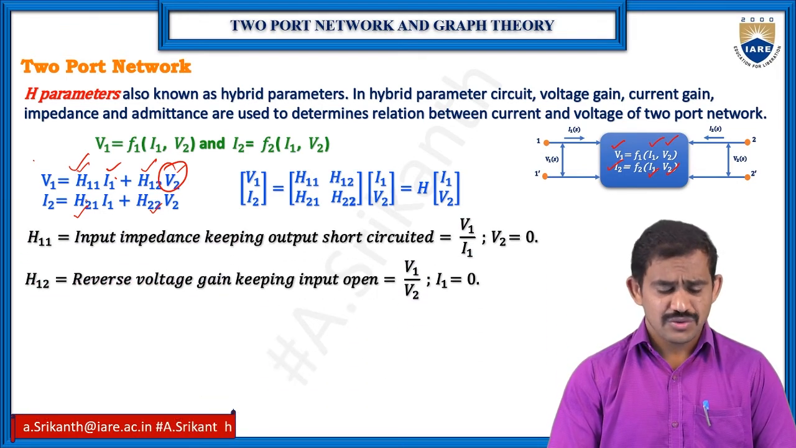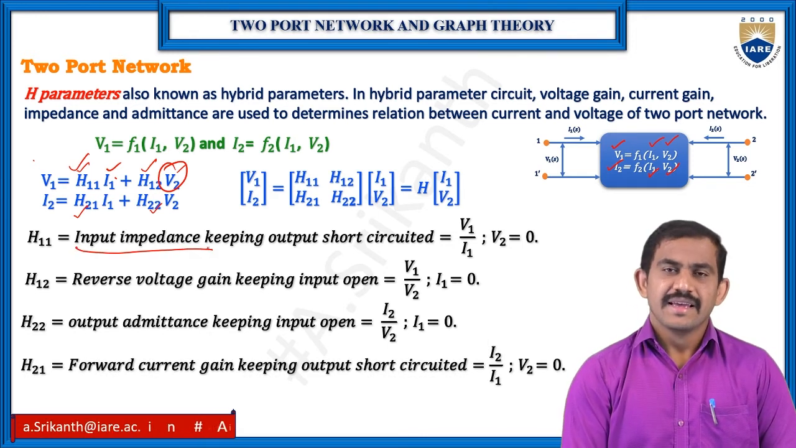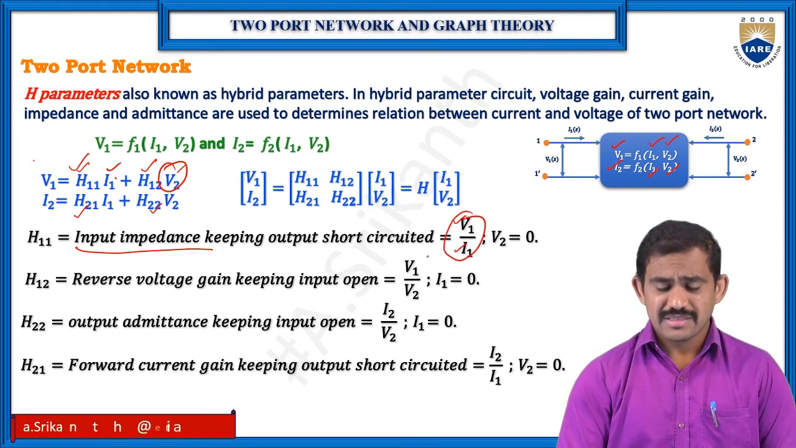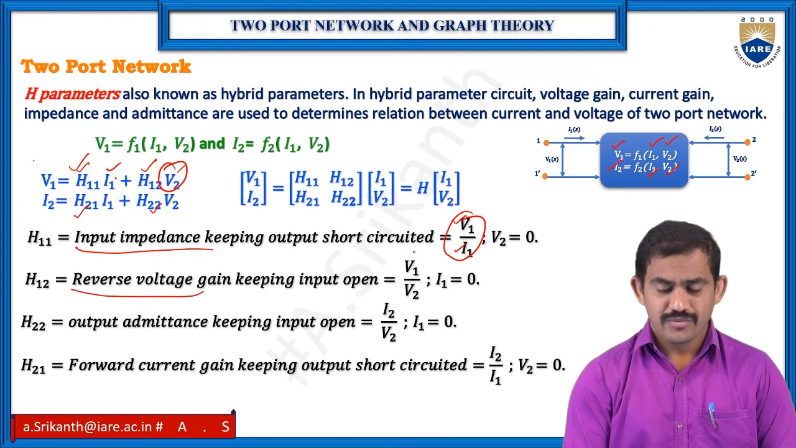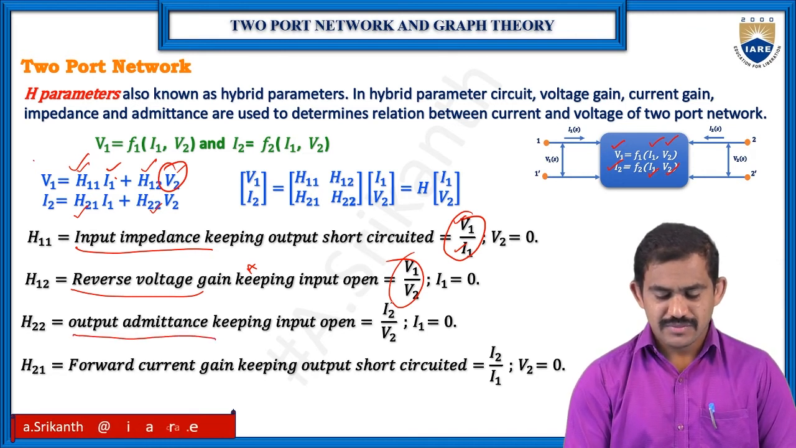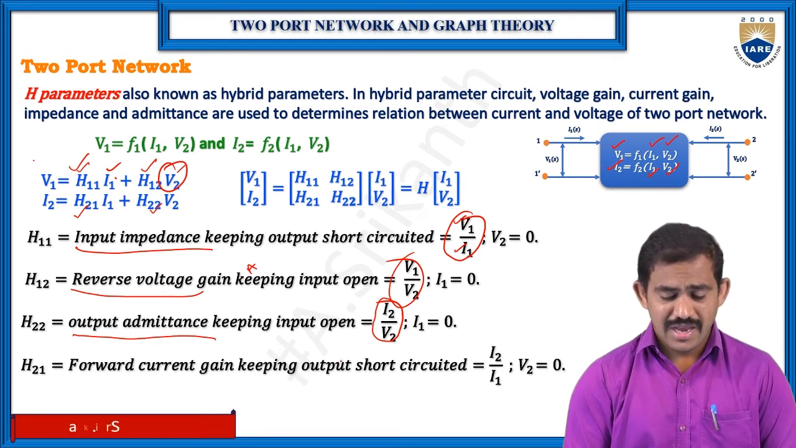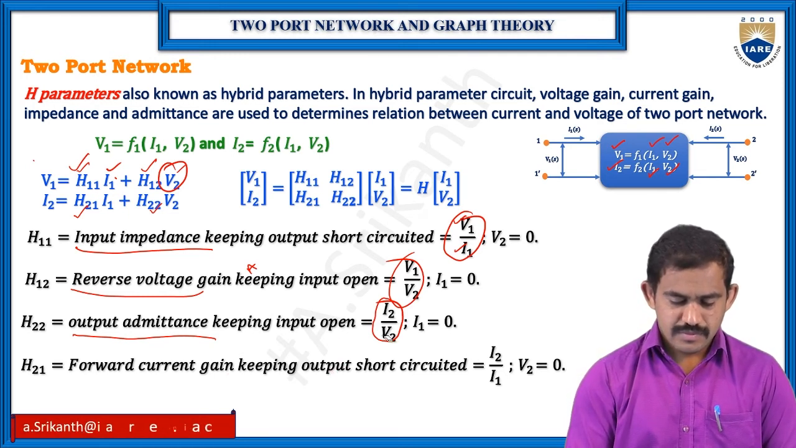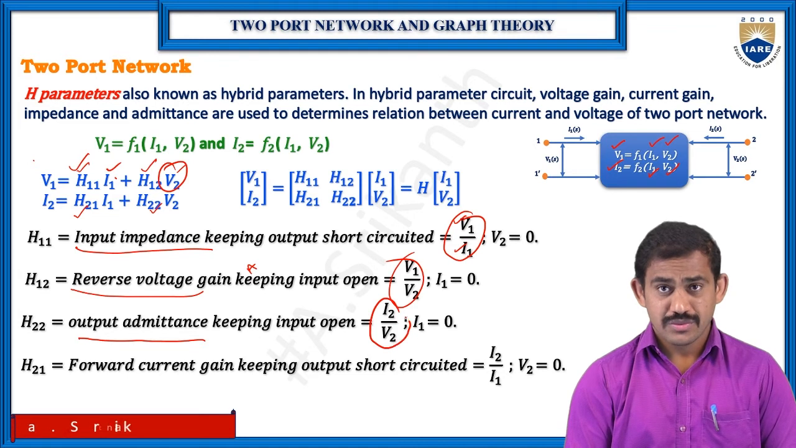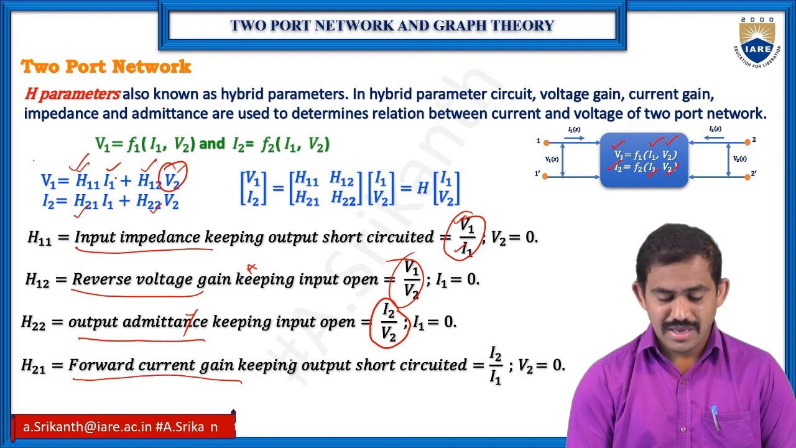H11, H12, H21, H22. H11 is the input impedance, same as in Z parameters, V1 by I1. Same thing, we have reverse voltage gain, V1 by V2, as in ABCD parameters, and output voltage gain. Output impedance again. And output admittance, I2 by V2, as in Y parameters, and forward current gain as in D parameters.